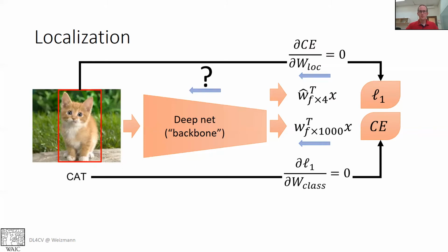But the features which are shared by both these tasks will basically see a combined gradient of these two losses. So we are trying to optimize this backbone to have features that are useful both for classification and for localization.